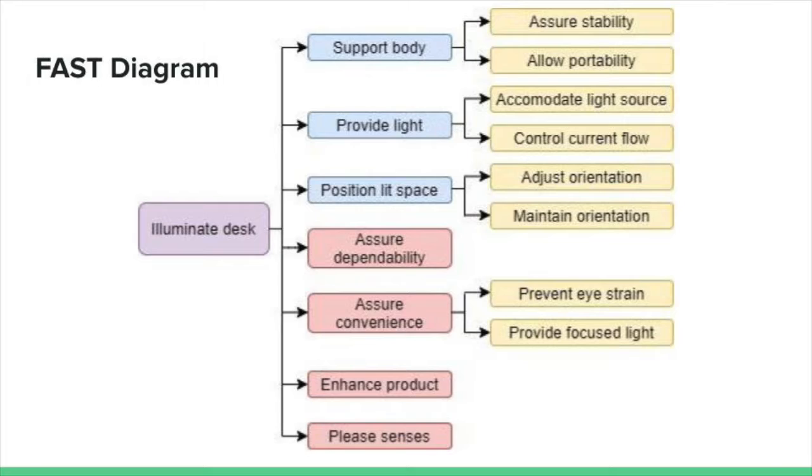We can support body by assuring stability and allowing portability. For providing light, we need to accommodate a light source and also control the current flow. Finally, we need to adjust and maintain orientation to position the lit space. The pink boxes here contain the primary supporting functions: assure dependability, assure convenience, enhance product, and please senses. You observe that the convenience is assured by preventing eye strain and providing focused light on the desk.